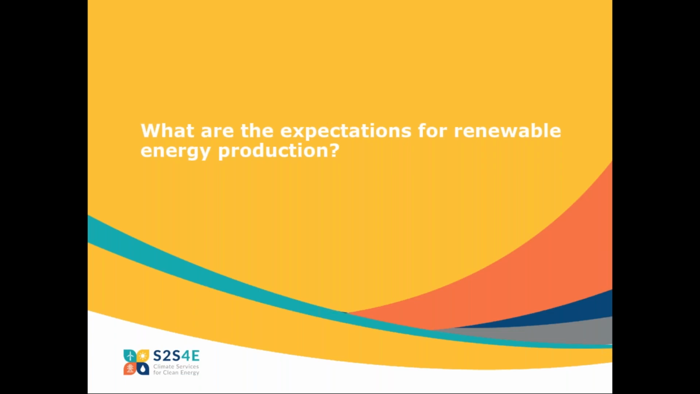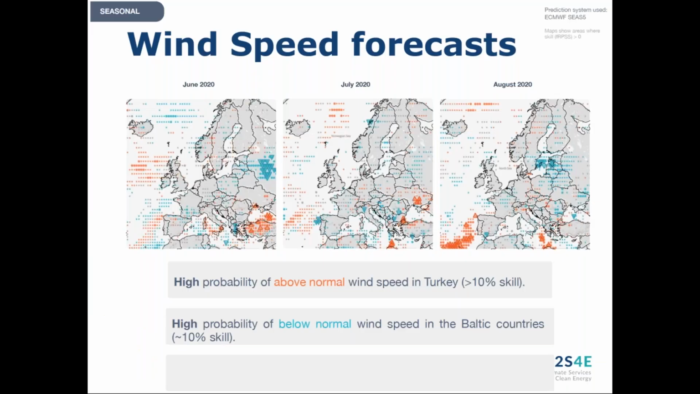So now what is interesting to complement this are the expectations for renewable energy production. So let's have a look through these. Firstly, let's look at some wind speed forecasts. If we look at June 2020, we firstly see a high probability of above normal wind speeds in Turkey with quite a high skill level. So potentially very windy in this region.